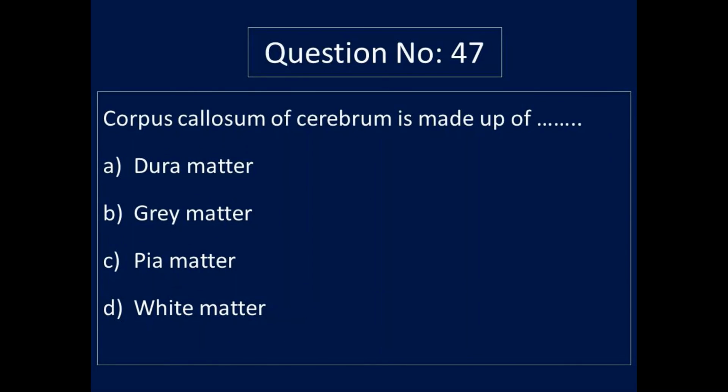Question number 47. Corpus callosum of cerebrum is made up of: option A, dura mater; option B, grey matter; option C, pia mater; and option D, white matter. Right answer is white matter. Corpus callosum of cerebrum is white matter of neurons.